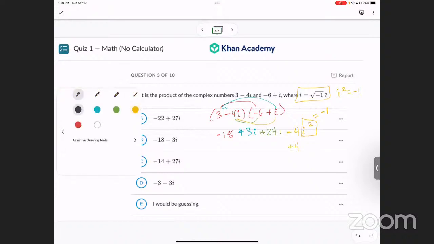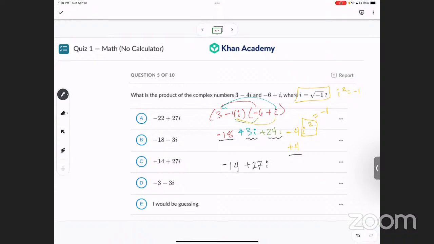So now I'm going to add like terms together. There's a negative 18 and a positive 4. Negative 18 plus 4 is negative 14. And there's two imaginary terms. So 3i plus 24i is 27i. So there's your answer. Wouldn't it technically be, if you were to simplify it more, negative 14 plus the square root of negative 27 or something? No, we don't simplify. This is the way they want you to write it. We don't simplify it more than that.